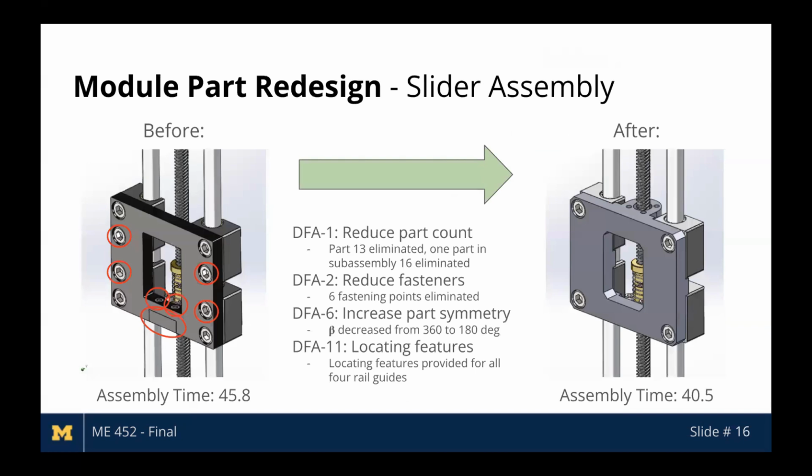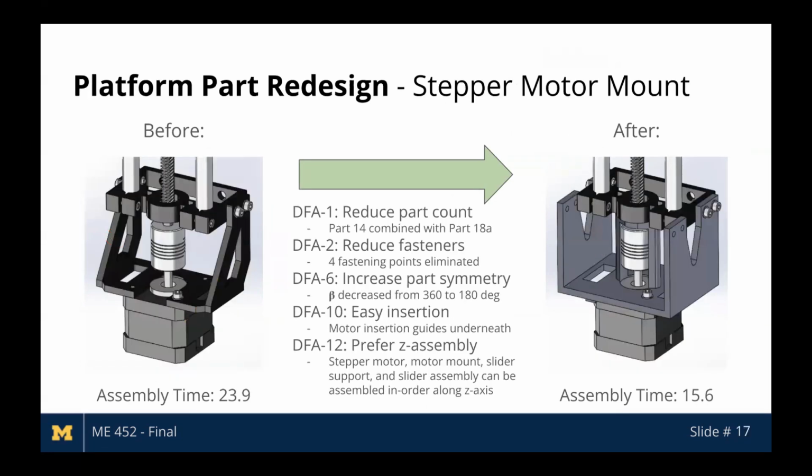So for the slider assembly, we chose to merge the slider plate into one of the subparts on the slider assembly. This helped us reduce the number of parts, and we also simultaneously reduced the number of fasteners and increased part symmetry. And for the stepper motor mount, we again combined it with one of the lead screw end caps and reduced fasteners and increased part symmetry.